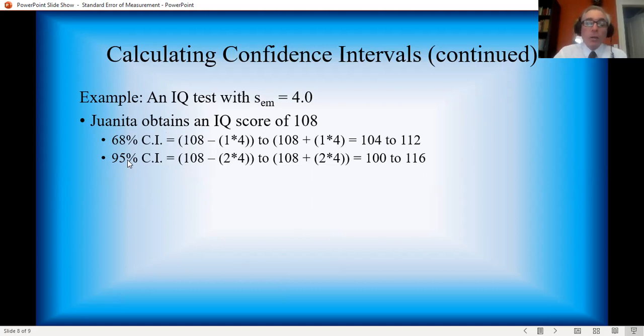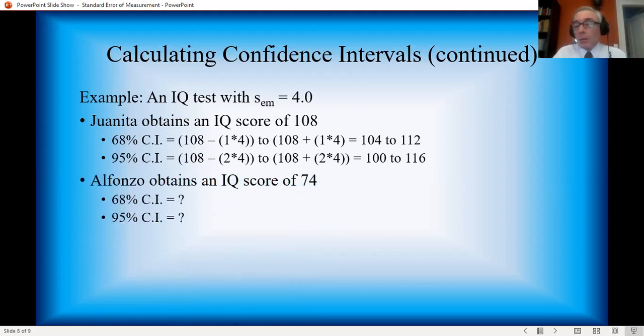Her 95% confidence intervals, if I preferred to report those, would be 2 standard errors out. So you'd go 108 minus 2 times 4 up to 108 plus 2 times 4. 2 times 4 being 8. 108 minus 8 brings us down to 100. 108 plus 8 brings us up to 116.